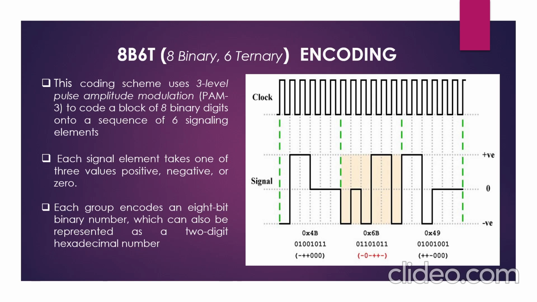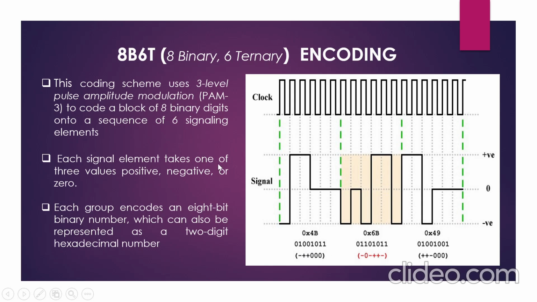So here you can see in the example that the 8-bit binary combination 0 1 0 0 1 0 1 1 is represented by a signal pattern like this. Same for this and same for this.